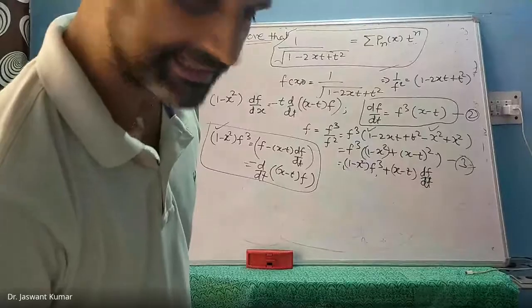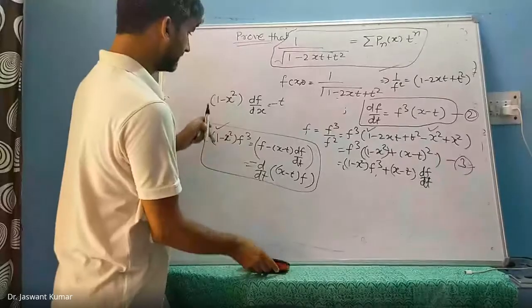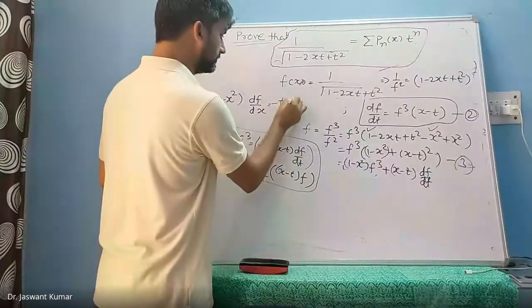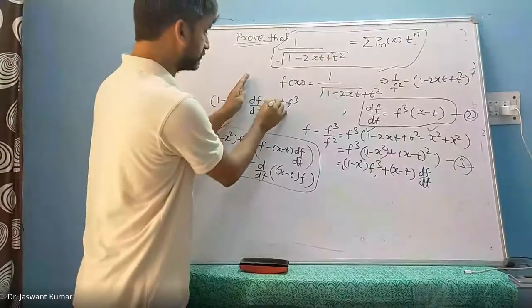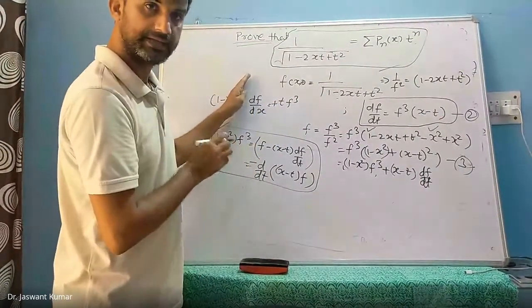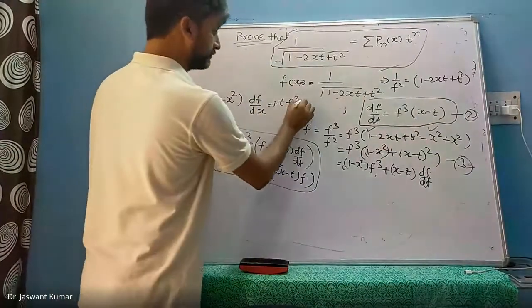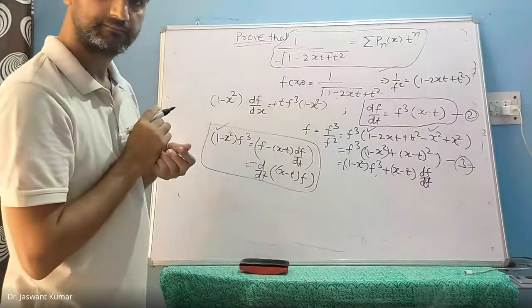Please repeat the step, sir. गलत है कुछ? Sir, please repeat, sir. How did you erase and now? हमने क्या किया, this df by dx was equal to tf cube. Okay, only this part was df by dx was equal to plus tf cube. Now what we do is that we multiply this by 1 minus x square. So we multiply this by 1 minus x square over here.